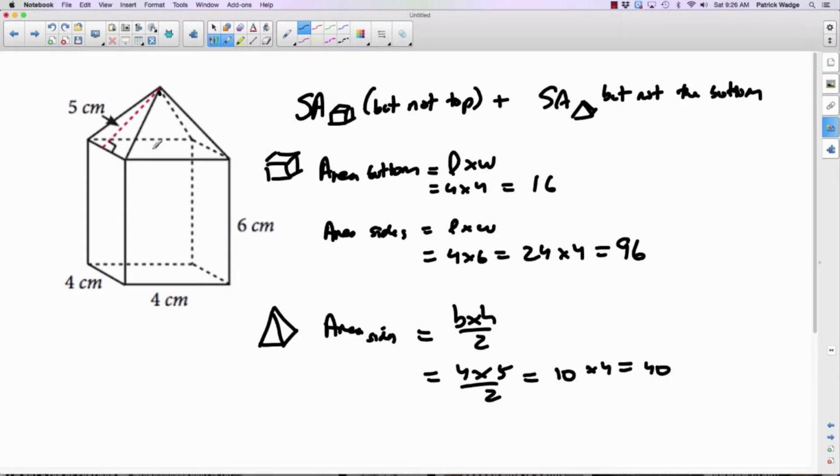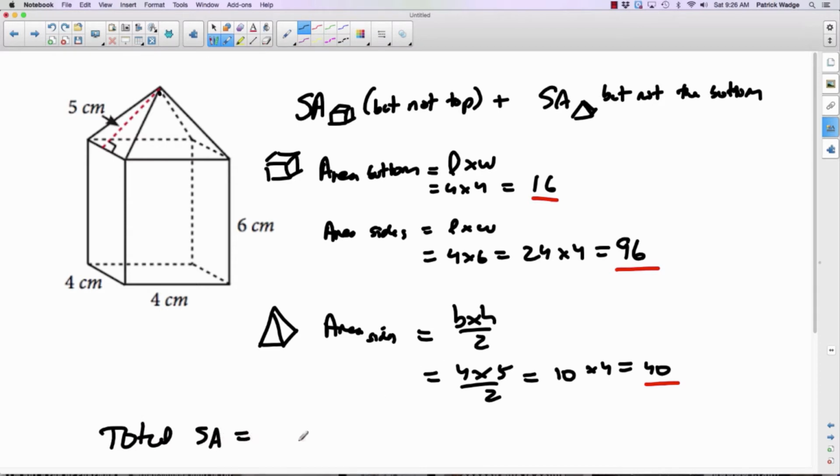Now, what about the bottom of the pyramid? Do we do that? No. Remember, we can't get to that with our paintbrush. So that's not exposed. That's not something we can paint. That's not part of the surface area. So we're done. All we have to do now is take this number, and this number, add them together, and we'll have our total surface area.